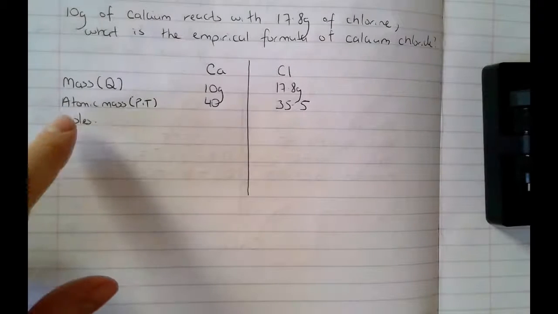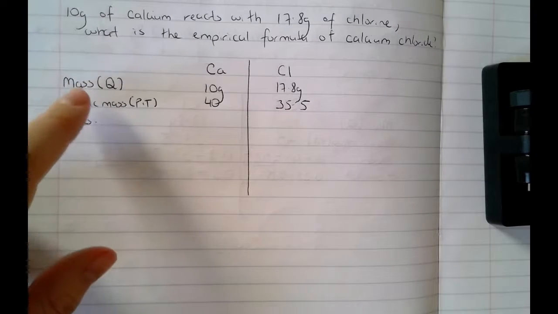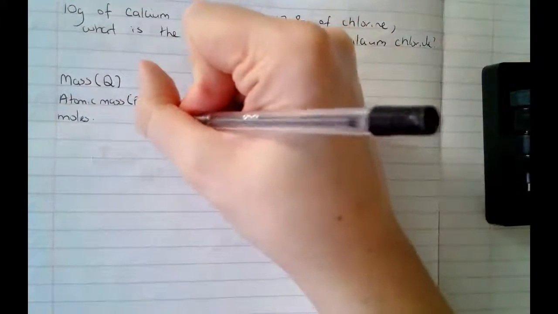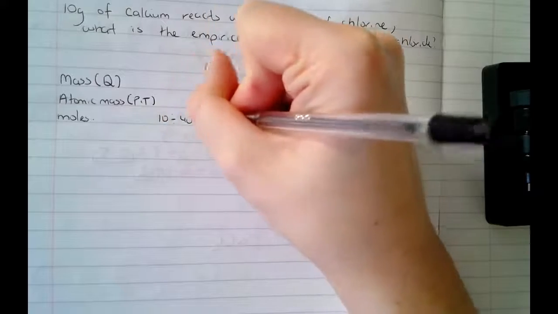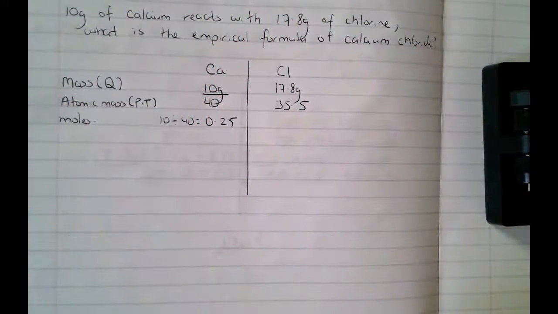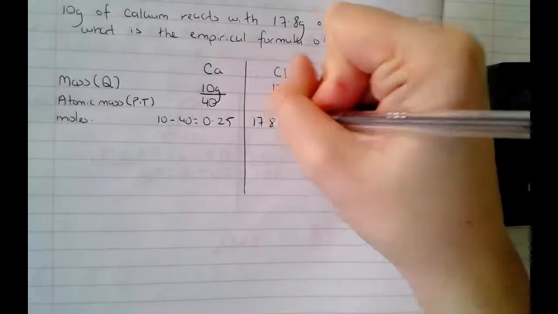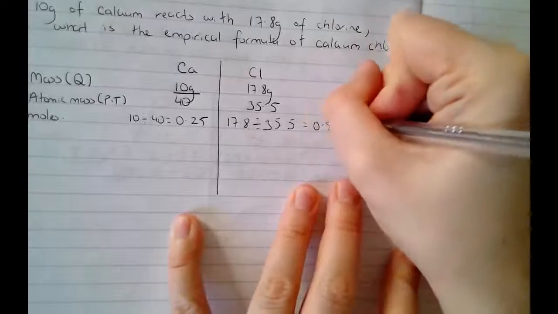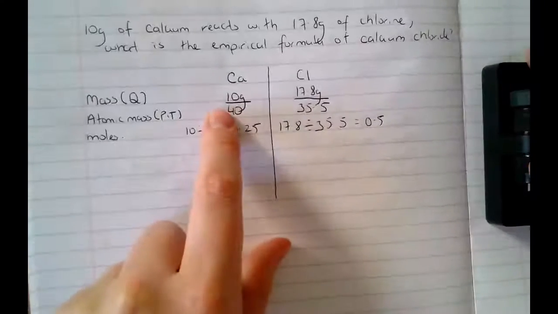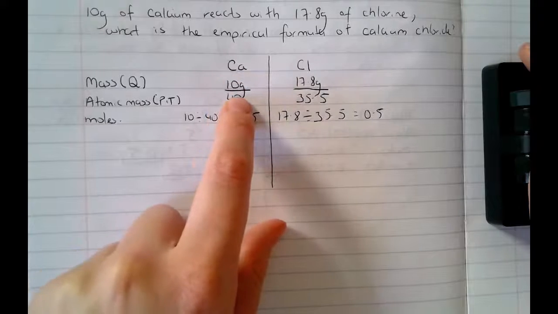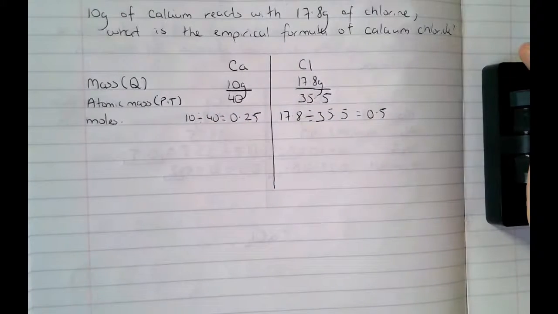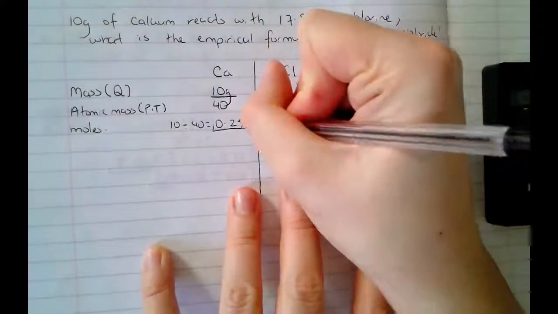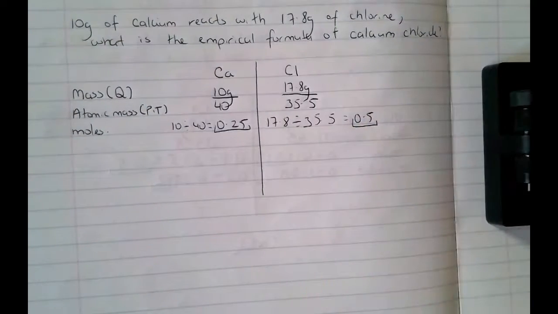The next thing I need to do is find moles, and moles is mass divided by atomic mass. So I've got 10 divided by 40, which equals 0.25, and that's my moles of calcium. Then for chlorine, 17.8 divided by 35.5 works out as 0.5. So mass divided by atomic mass gives me moles, or top line divided by second line gives me my third line. If you write it in this table and keep the same order, it should be very straightforward. So these are the two numbers I've got for moles, 0.25 and 0.5.